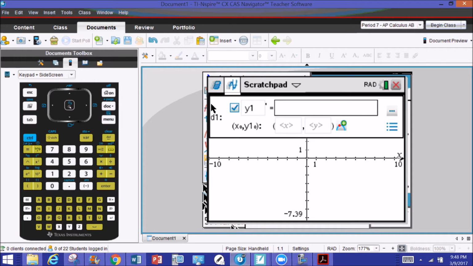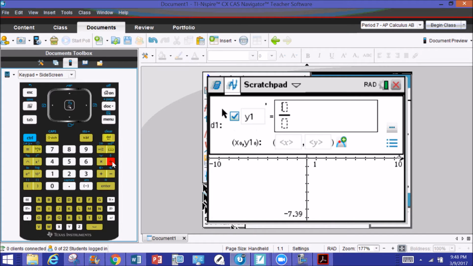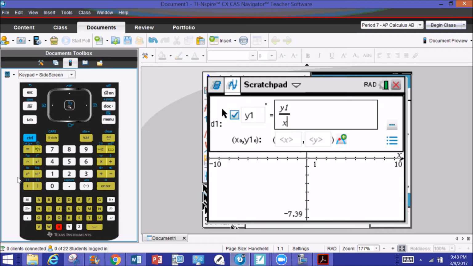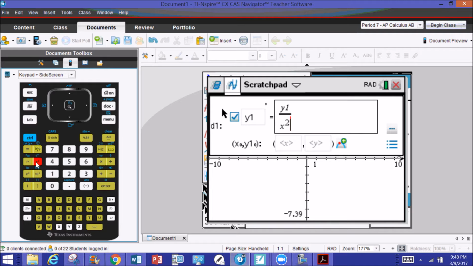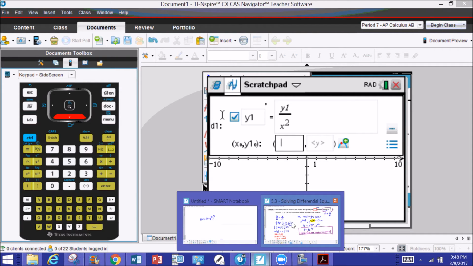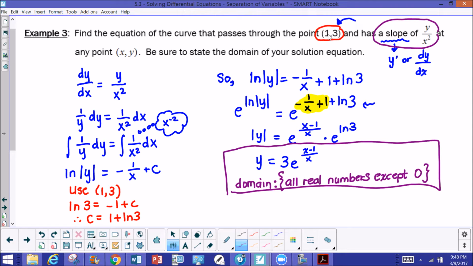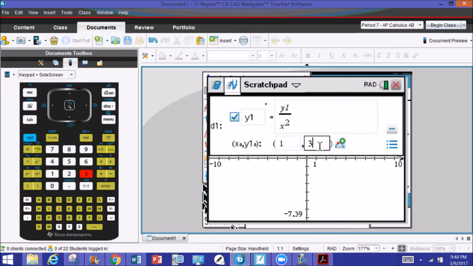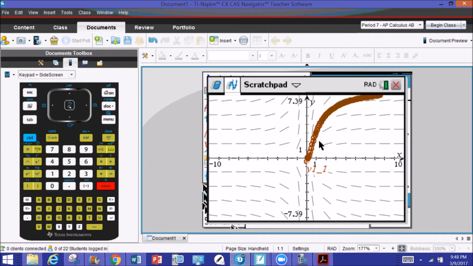There I go. So I've got my y prime, dy dx, already on the left side, and I know that I want to turn this into y over x squared. Now the Inspire is going to require that I use a 1 subscript for my y's. And then if you recall, the ordered pair is going to be the point 1, 3. So I'm going to input 1 and 3, and then I'm going to take a look at the solution to this differential equation. I notice that it does go through the point 1, 3.